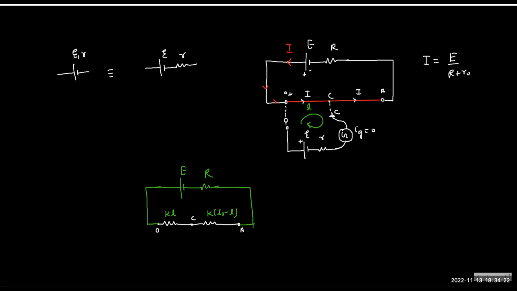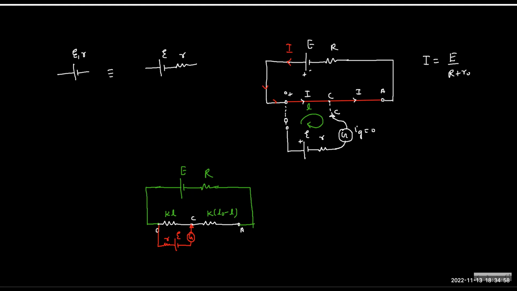Okay. And because of the particular connection made, we also know that there is no current through the galvanometer, right? Just a minute. I have less space left. So this is your circuit E, R.